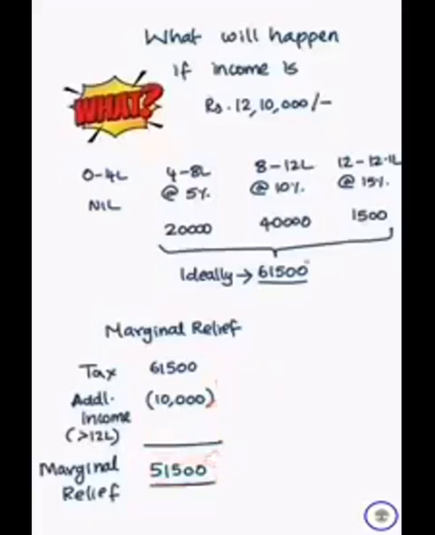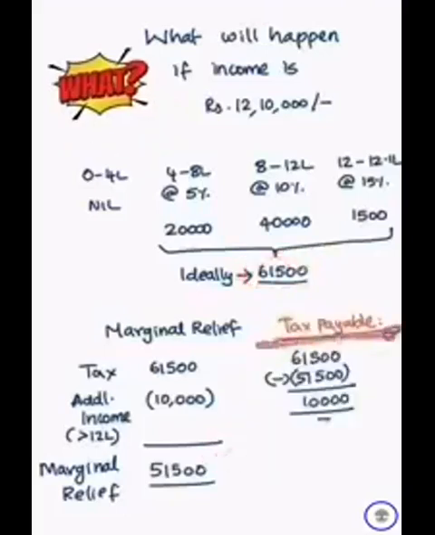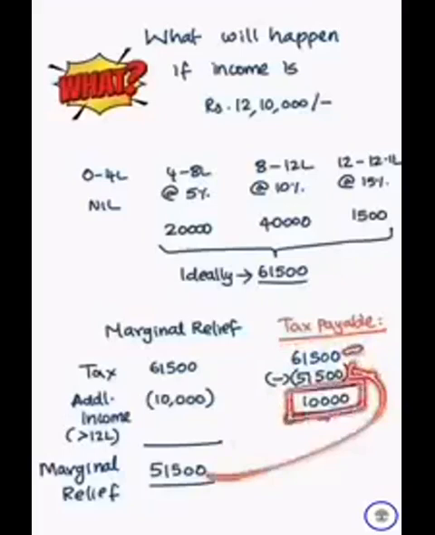Meaning if he is earning greater than 12 lakh, then the tax amount collected on that additional income should not exceed the additional income itself. So on the 61,500, this 51,500 will be provided as marginal relief. So the tax payable will be 61,500 minus 51,500, it means only 10,000 will be the tax payable when income is something like this. That's amazing, right?